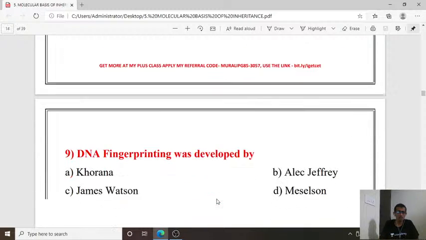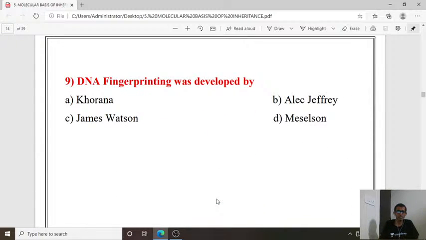Next, question number 9. DNA fingerprinting was developed by whom? Who developed DNA fingerprinting technology? Who introduced that one? Corona means corona refers to scientist name. It's not a coronavirus. Okay. Corona, James Watson, Alec Jeffreys and Meselson. Who introduced this one? This is the Alec Jeffreys. So Alec Jeffreys introduced the process of DNA fingerprinting or DNA profiling, isn't it?